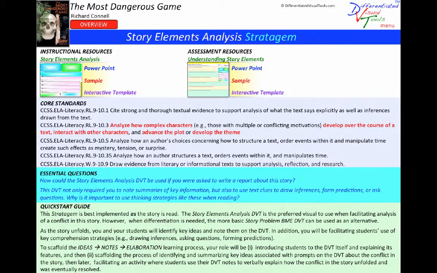We'll also be doing some character analysis. For example, how complex characters develop over the course of the text, interact with other characters, advance the plot, and develop the theme. We'll also be looking at how the author structured the text to create effects like mystery, tension, or surprise, as well as the order of events and manipulating time and so forth. And we'll also be practicing drawing evidence from literary text to support analysis, reflection, and research.